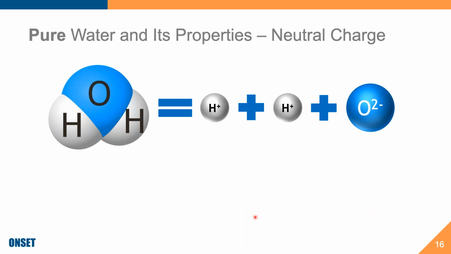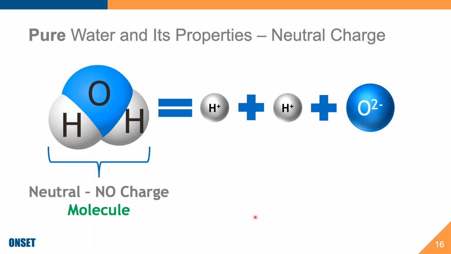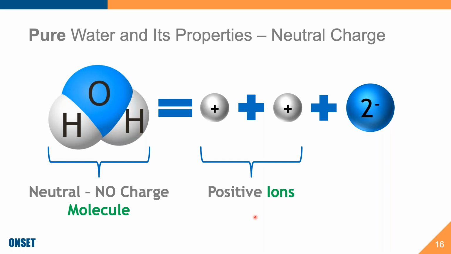One of the main properties of pure water, or the essential property of pure water, is that it has a neutral charge. Here's our water molecule again, H2O, meaning we have two H's and one oxygen with a -2 charge. It's a neutral, no-charge molecule. But then we have positive ions and negative ions, and they just happen to be in equal amounts, and that makes it have no charge. The two positives are neutralized essentially by the two negatives.